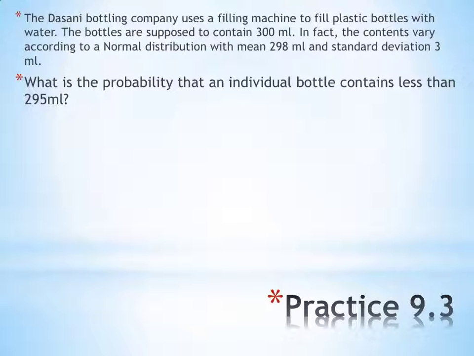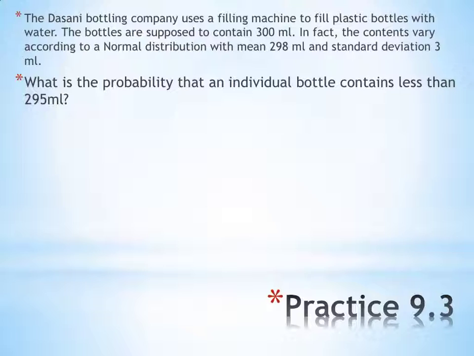So the Dasani Bottling Company uses a filling machine to fill plastic bottles with water. The bottles are supposed to contain 300 milliliters. In fact, the contents vary according to a normal distribution with a mean of 298 milliliters, standard deviation of 3 milliliters. What is the probability that an individual bottle contains less than 295 milliliters?